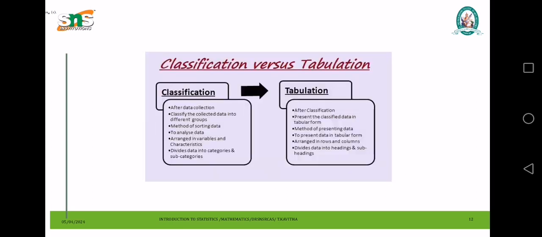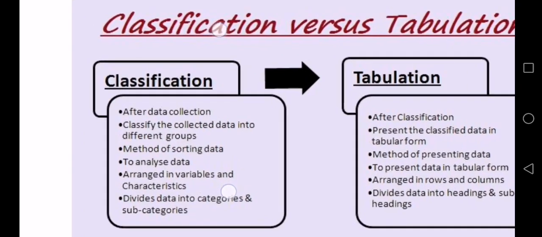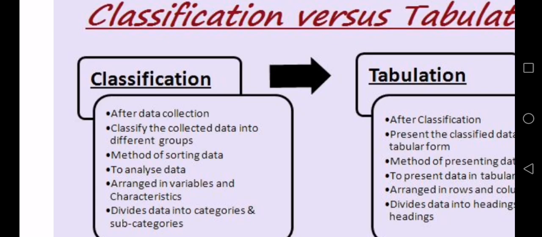This is classification versus tabulation. Classification comes after data collection. Tabulation comes after classification. Classification classifies the collected data into different groups. Tabulation presents the classified data in tabular form. Classification is the method of sorting data. Tabulation is the method of presenting data. Classification is to analyze data. Tabulation is to present data in tabular form. These are the differences between classification versus tabulation.